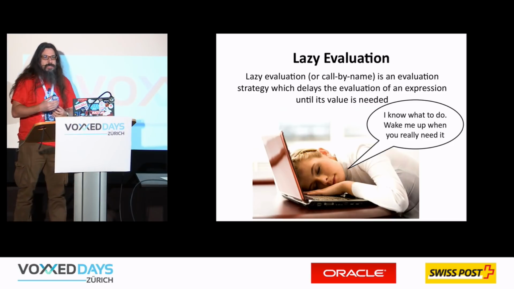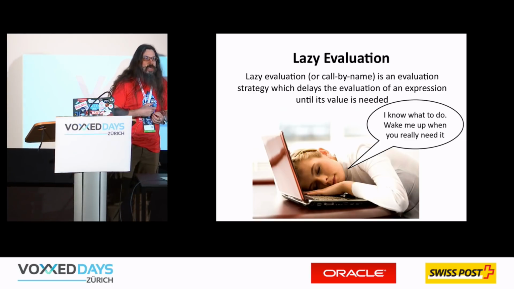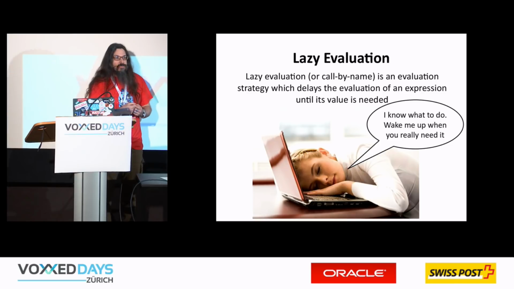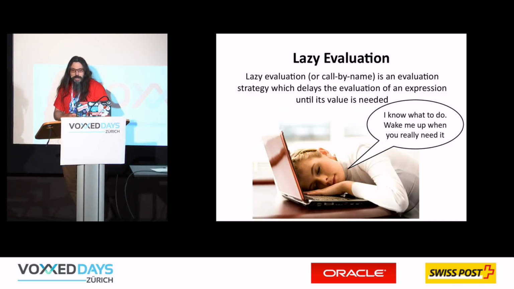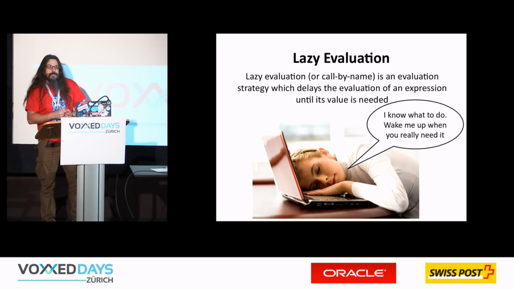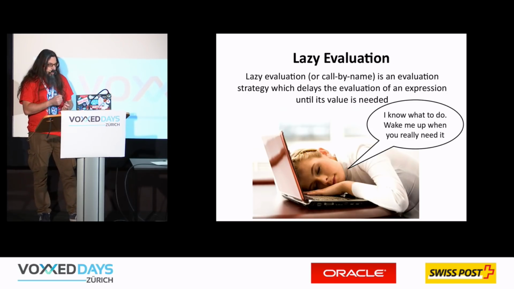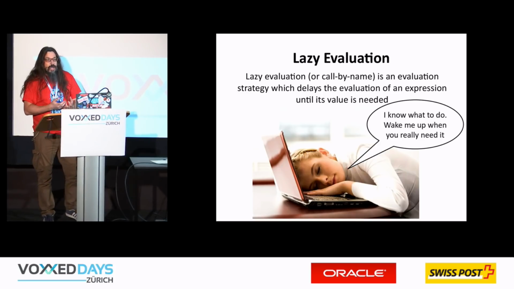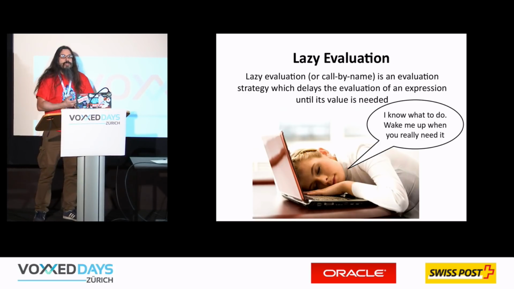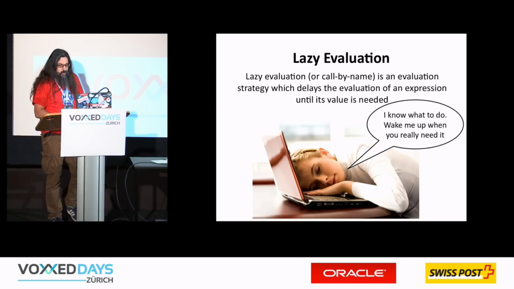Normally, when you pass an argument to a method, the argument is fully evaluated and then passed to the method. With laziness, something else is happening. The argument is not evaluated until the method needs it, until the method has to use it. And hopefully the method will never have to use that argument, so you will never evaluate it.